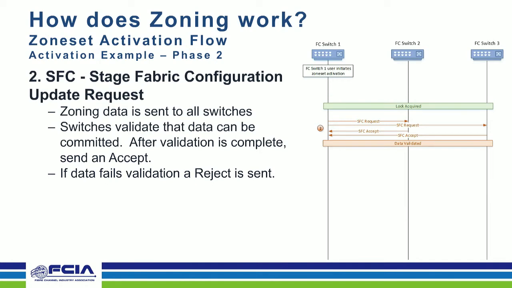In step 2, the SFC phase, the stage fabric configuration update request, this is where the zoning data is sent to all the switches. And this gives a chance for all the switches to validate that they can, in fact, commit the data that's being sent to them. So various consistency validation checks are performed. And once they think that they're able to commit the data locally, they'll send an accept. And if for some reason a validation check fails, they are not able to commit that data that was sent. That's illustrated by this figure showing that switch 1 sends an SFC request to switches 2 and 3, and they've done the validation and so have sent an accept.